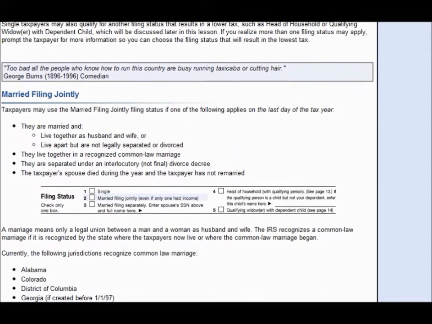Next, married filing jointly. Taxpayers may use the married filing jointly status if one of the following applies on the last day of the tax year. And remember, that's December 31st. They are married and live together as husband and wife, or live apart but are not legally separated or divorced. They live together in a recognized common law marriage. They are separated under a not final divorce decree. The taxpayer's spouse died during the year and the taxpayer has not remarried. And again, note that filing status box 2 will be checked through your software.